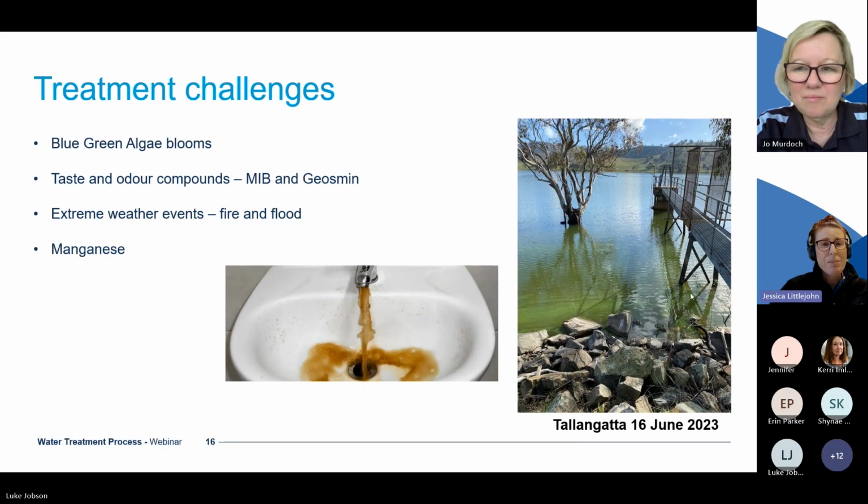So we are often challenged by high levels of MIB and geosmin in the water. We have a treatment process called powdered activated carbon that we can employ to extract those compounds.